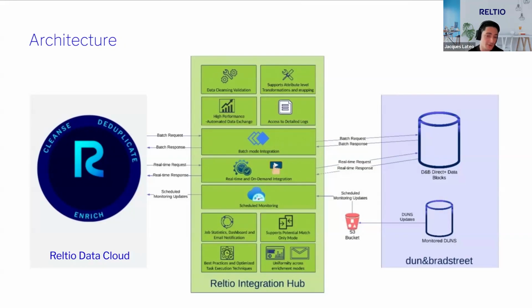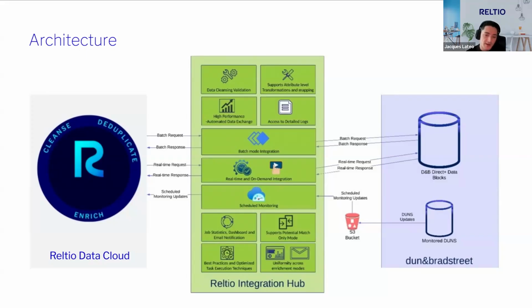Real time is similar, or near real time, and on demand. It's a single transaction, so it's per record. If a button is pushed in the UI or a message is consumed from the near real-time queue, it's basically sent to DNB for enrichment using the APIs, and this is a synchronous operation versus batch, which is pretty much asynchronous.